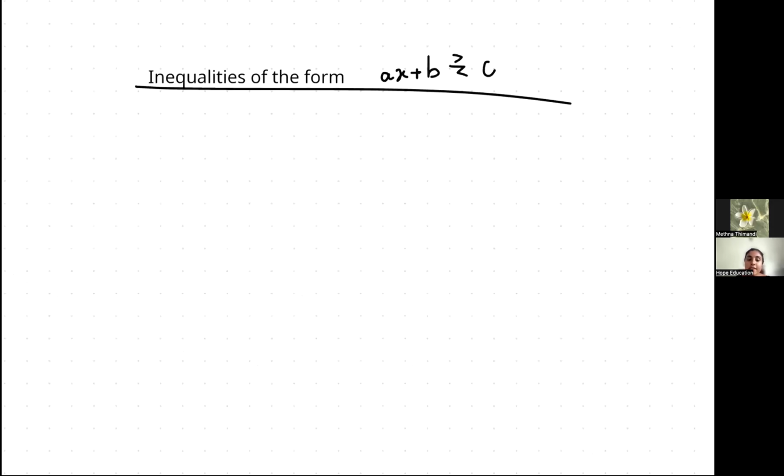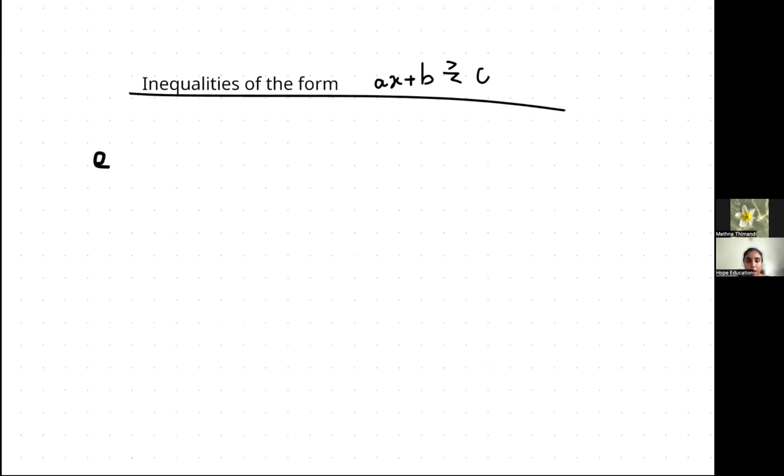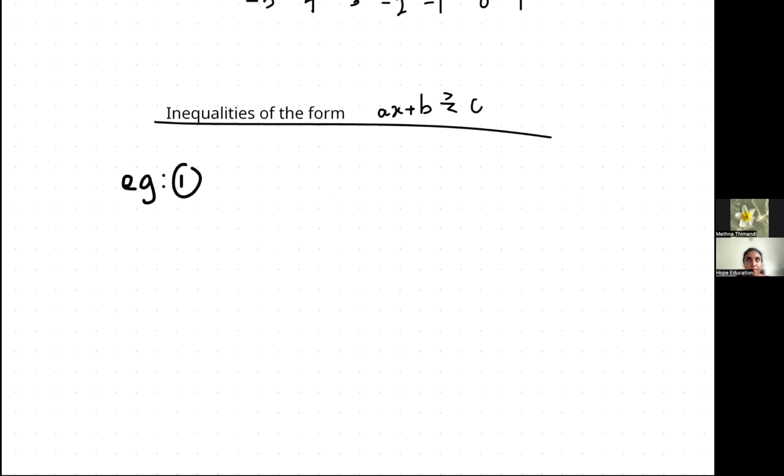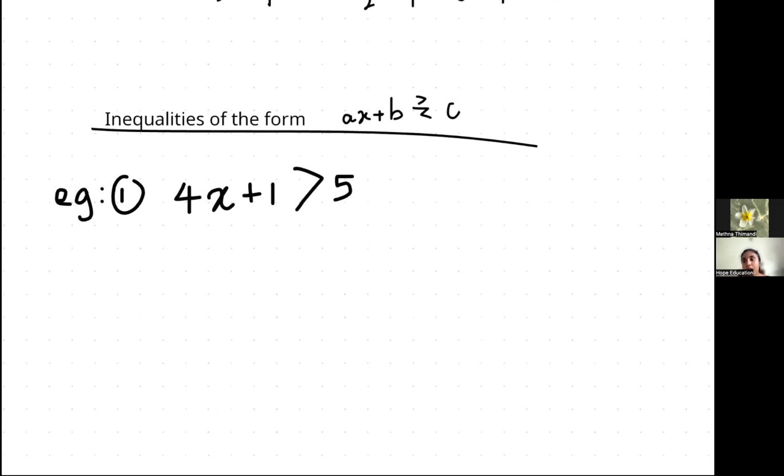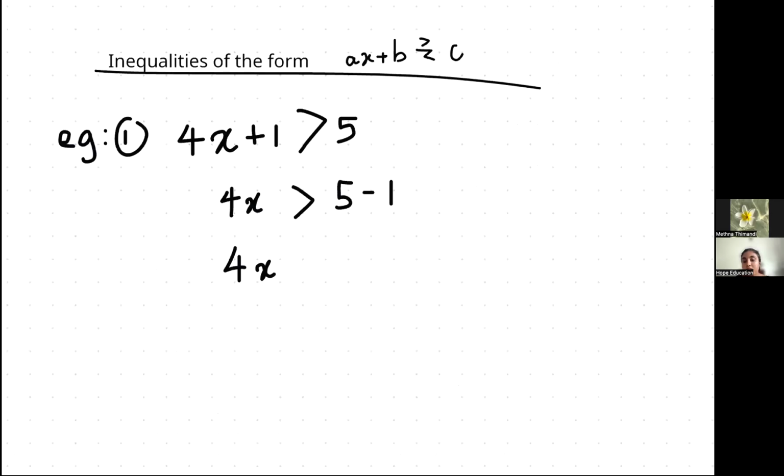Okay. So let's look at an example like this. Example number 1. Let's take something like 4x plus 1 greater than 5, right? So if you look here, we simplify it just like an equation. When I bring plus 1 to the other side, it becomes minus 1. So 5 minus 1. Then 4x is greater than 5 minus 1, which is 4.